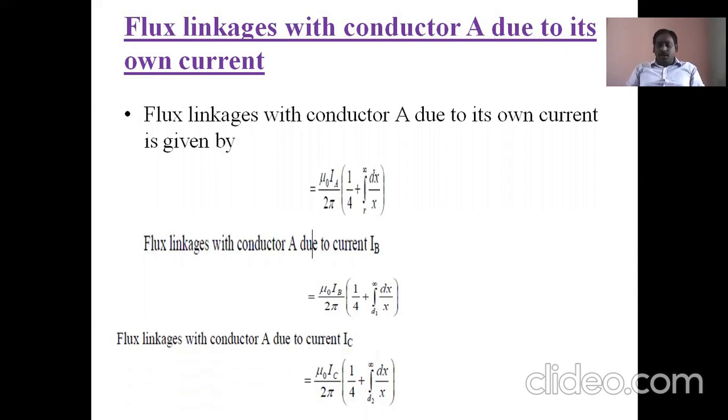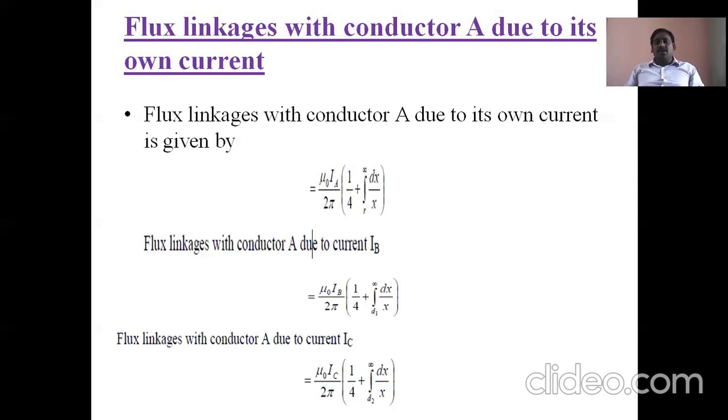Here the first integral from r to infinity is only for the conductor itself, but in the second equation, d1 to infinity gives the flux linkages with conductor A due to current IB. That is why it is d1 to infinity for the external flux linkages. The 1 by 4 part is the internal flux linkages, but the integral part is the external flux linkages. That is why we use infinity, as already discussed in the previous class. The flux linkage with conductor A due to current IC is with the D2 separation.